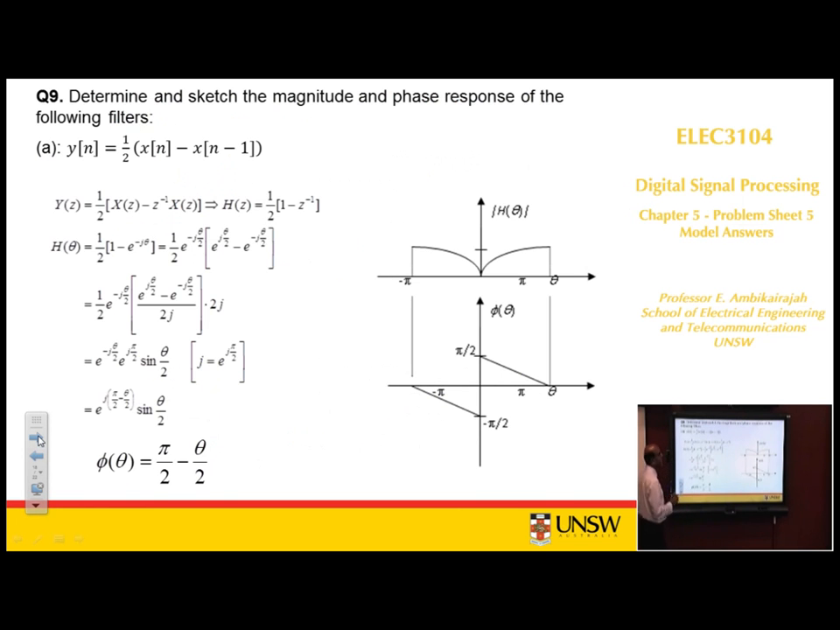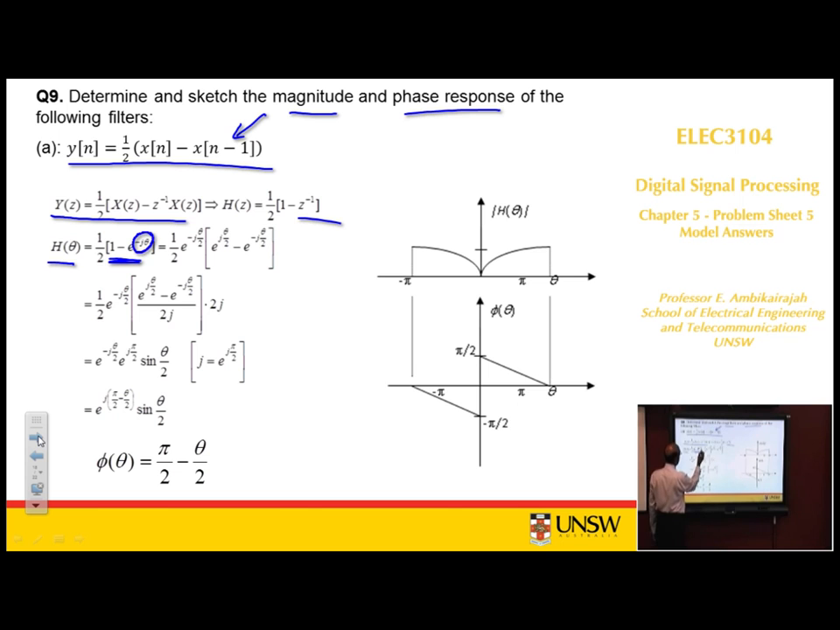Now we come to question 9. This one is magnitude response and phase response. I've done enough in the class, so start with this one. This is a differentiator, it's a high pass filter. And the z-transform of that is, I'll go a bit faster here now because you know how to find z-transform. Then you find H(theta), you get that one.